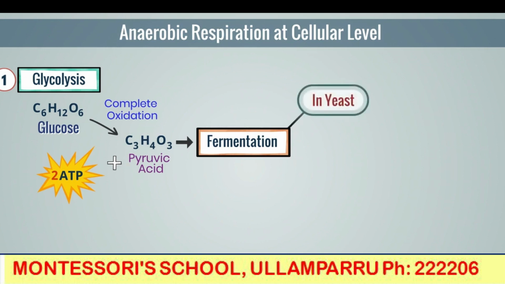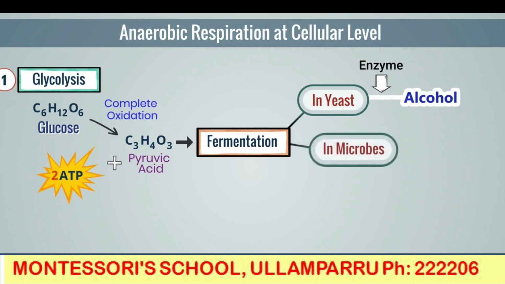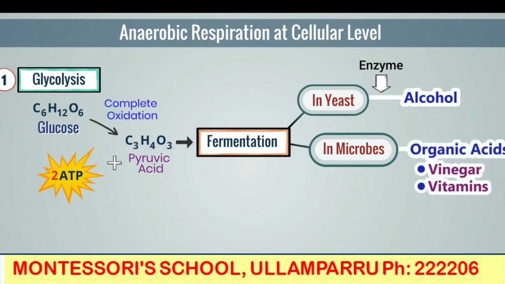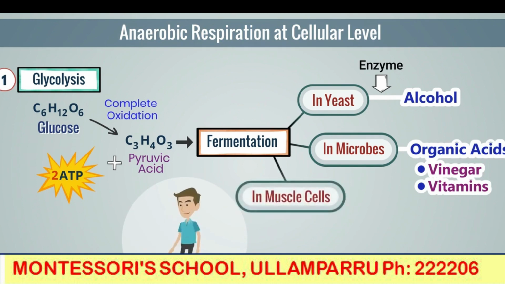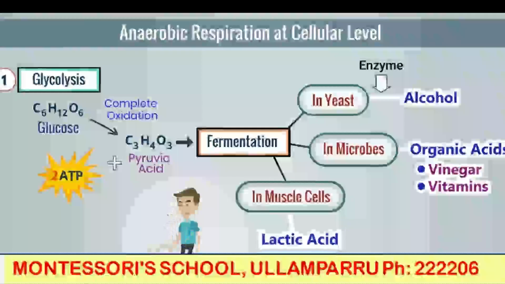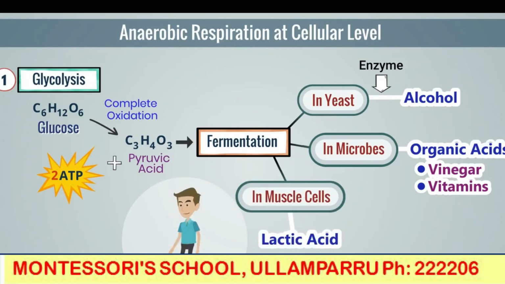In yeast, fermentation of pyruvic acid using enzymes produces alcohol. In microbes, fermentation of pyruvic acid produces different organic acids like vinegar, vitamins, etc. During exercise or energy demanding activities, energy is produced by fermentation of pyruvic acid in the muscle cells. It produces lactic acid. Because of accumulation of lactic acid, we feel tired.